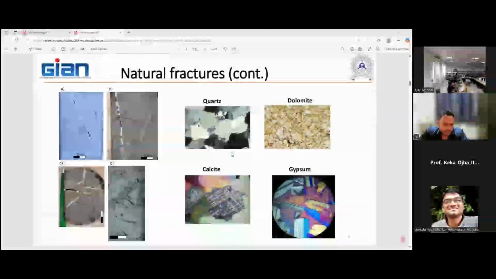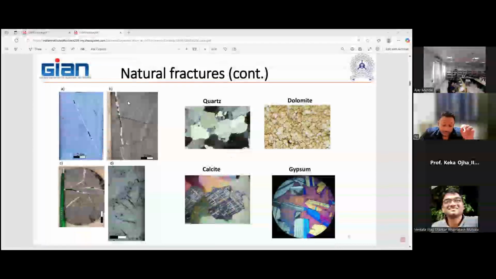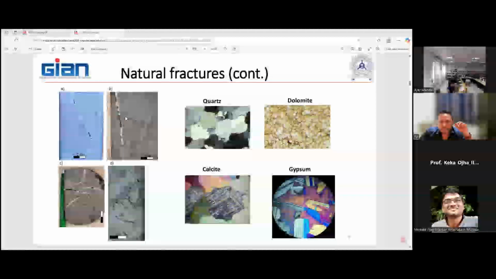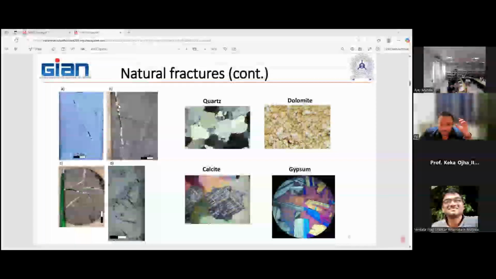So the question is, what kind of natural cement can be deposited in these fractures? You can see the natural fractures, some of which are open like here and here. If you take a thin section of these fractures and put it under a microscope, you will observe different types of mineralogy of those cements.